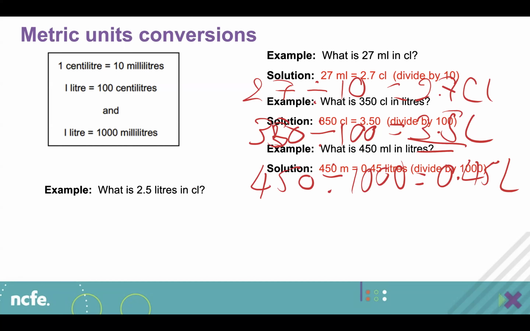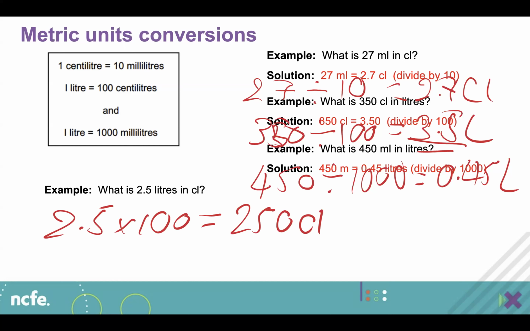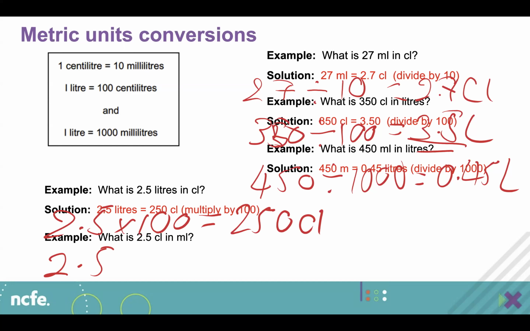Yeah, which is 2.5 liters into centiliters? So if 1 liter is 100 centiliters, that means 2.5 would be 250 centiliters. What is 2.5 centiliters into milliliters? So if 1 centiliter is 10 milliliters, that means 2.5 centiliters would just be 25 milliliters. Yeah, cool.